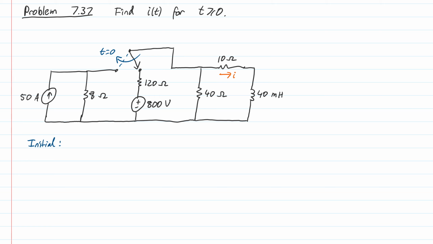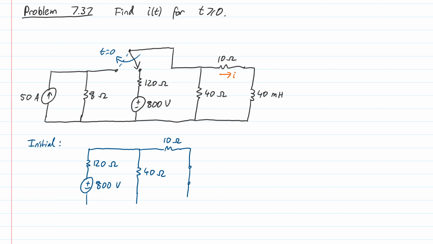I'm just going to draw what the circuit will look like with the switch in the initial position. So in the initial position, we have this 120 ohm resistor, this 800 volt source, which will go across through this 40 ohm resistor, the 10 ohm resistor, and then the inductor I'm just going to replace with a short circuit, because for steady state DC it just passes straight through inductors. And we are trying to find the current I0 here.